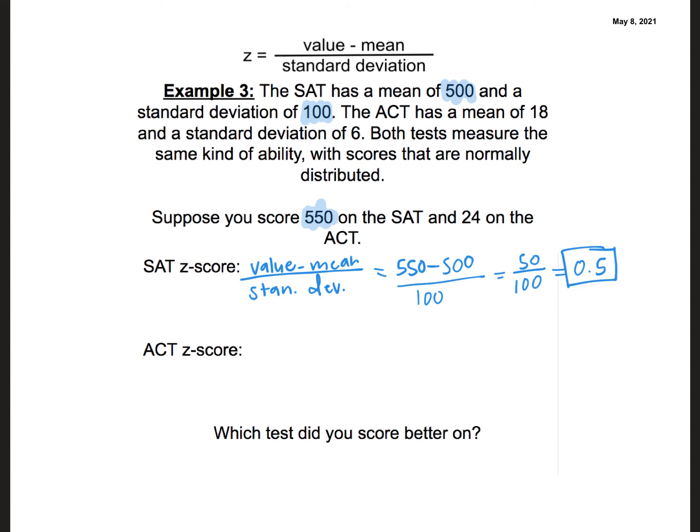Now let's look at the ACT. For the ACT, we scored 24. It has a mean of 18 and a standard deviation of 6. So again, we're going to plug it in. We have our value minus the mean divided by our standard deviation. My value is my score. We have 24 minus the mean, which was 18, and then we'll divide it by 6. Well, 24 minus 18, that's going to be 6.